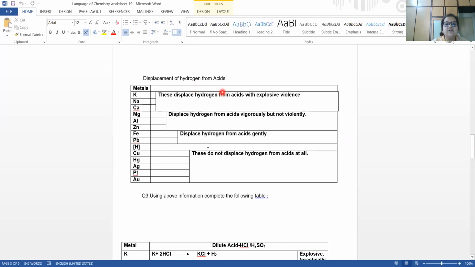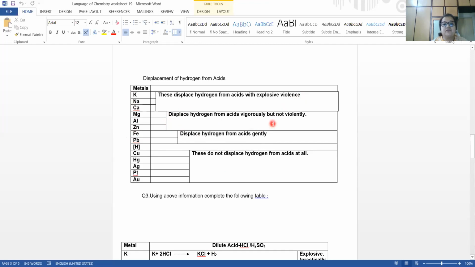Displacement of hydrogen from acids. Again, this is good news for you: copper and below copper don't displace the hydrogen from dilute acid at all. So you don't have to write down those reactions. Only potassium, sodium, calcium displace, they give you KCl and hydrogen, but they're very explosive and violent, and therefore they are not preferred. These three are reactive, and magnesium, aluminum, zinc, iron are known as the active metals, right? So magnesium, aluminum, zinc displace, but they are less violent.